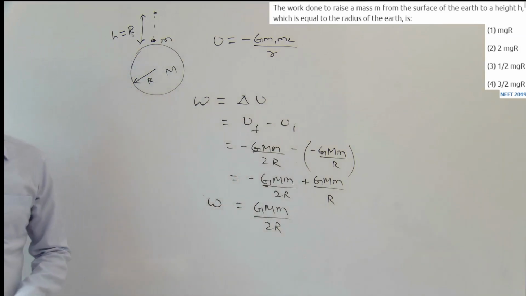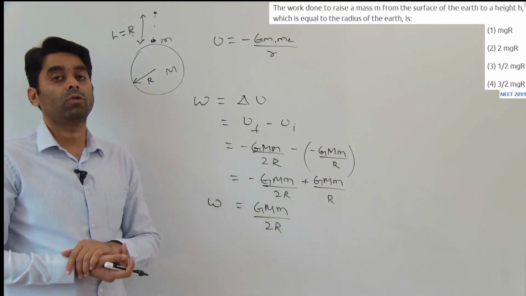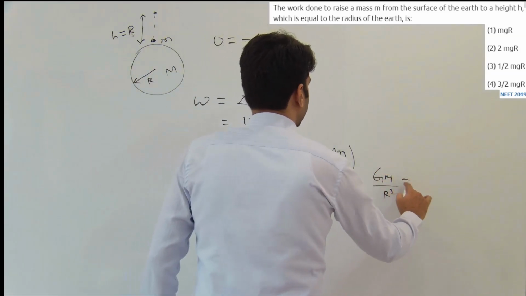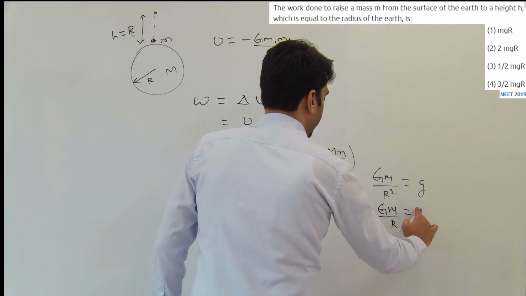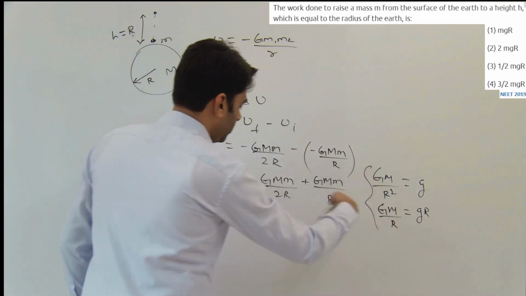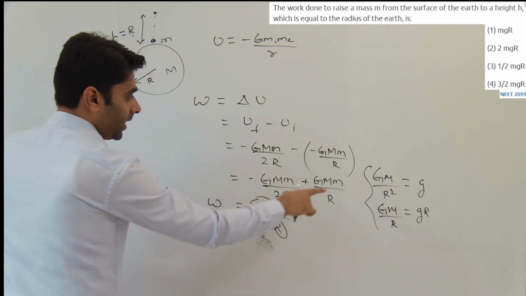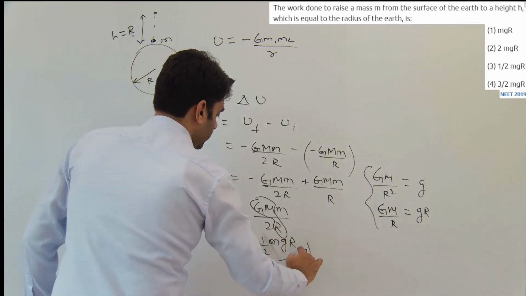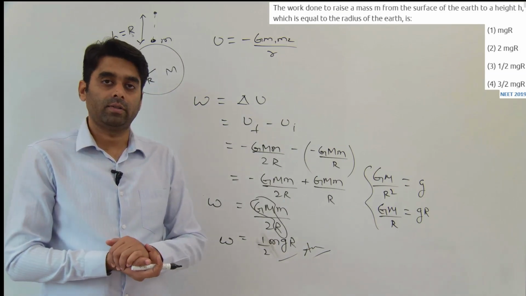But if you look at the answer, it is not given in terms of capital G or M. They have given it in terms of small g. How to deal with it? Basically GM by R square is small g. So GM by R can be written as g into R. Please remember this, many a times in questions this is very helpful. So work done is equal to this term GM by R written as small gR, so 1 by 2 mgR. This is our answer. Now check the options. Option number 3, 1 by 2 mgR, will be our correct answer.